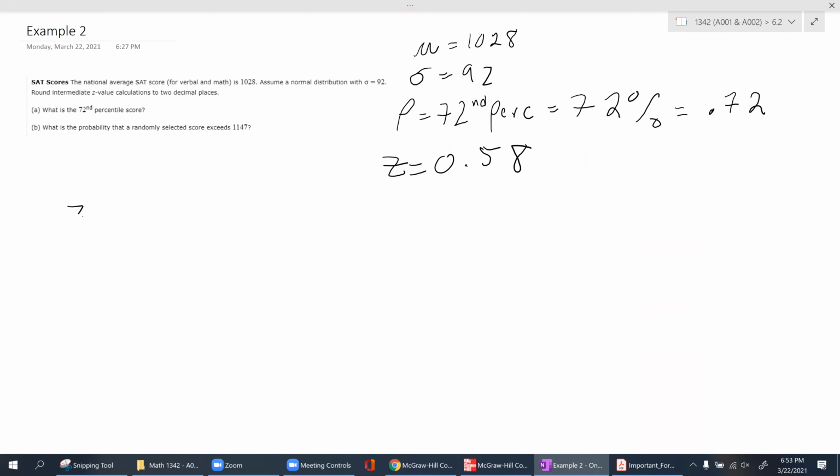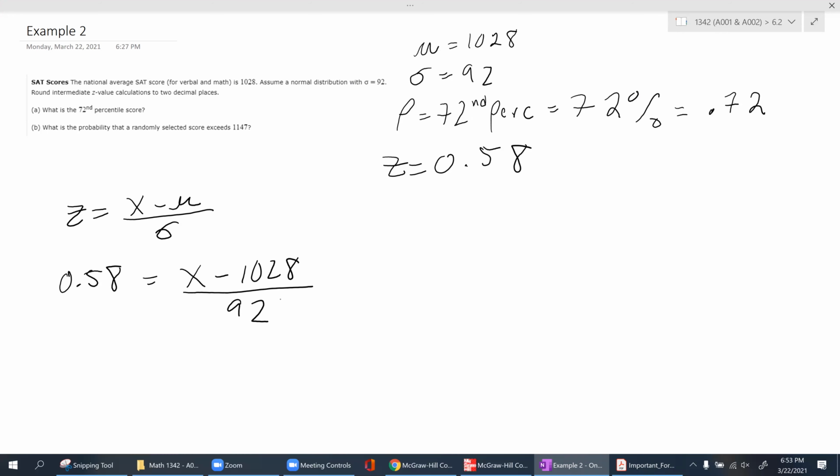We know our formula, so I'm going to plug in what I know. 0.58 equals x minus 1028 over 92, and all we're doing here is solving for x. I don't want any denominators, so I'm going to multiply both sides by 92. These cancel out, which was my goal. Then I'm left with 0.58 times 92, and this gives me 53.36.